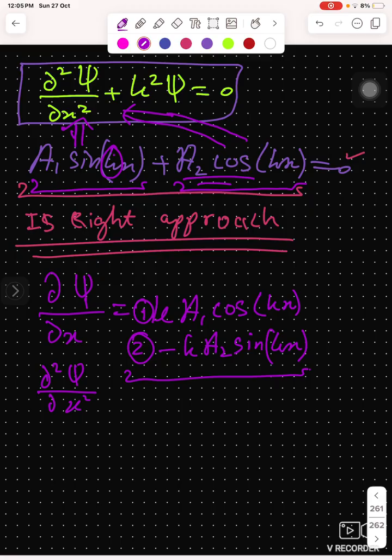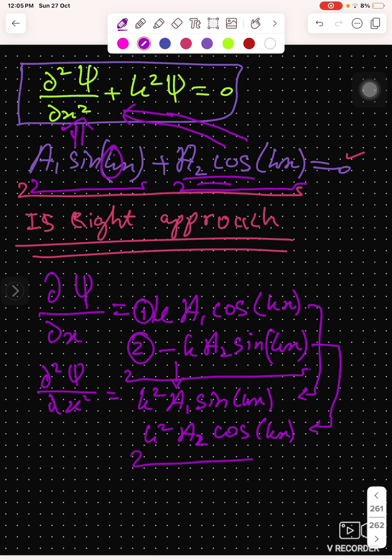By applying this again, the first one becomes minus k square a1 sine kx, because we're doing the same thing, and the second one becomes minus k square a2 cos kx. So this is what we'll get.